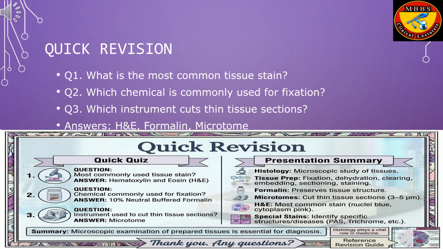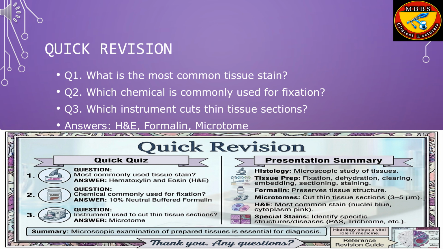Quick revision. Let us quickly revise the important points discussed in today's presentation. Question 1. What is the most commonly used tissue stain? Answer: Hematoxylin and Eosin, H&E. Question 2. Which chemical is commonly used for fixation? Answer: 10% neutral buffered formalin. Question 3. Which instrument is used to cut thin tissue sections?